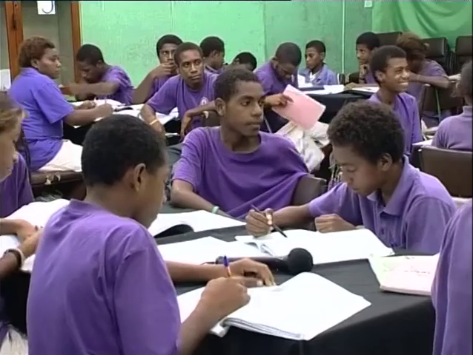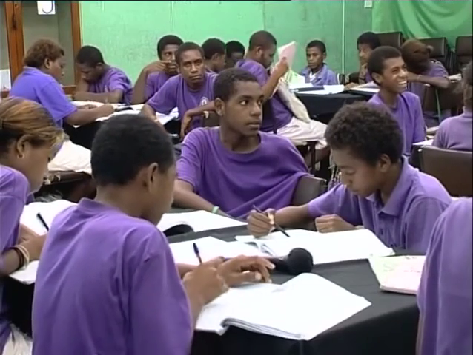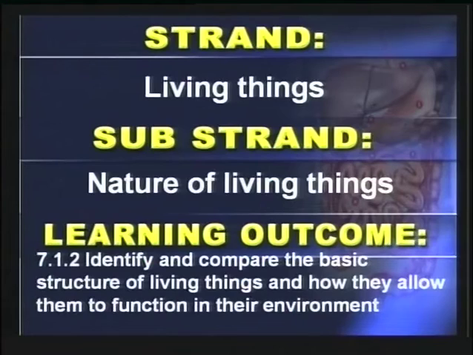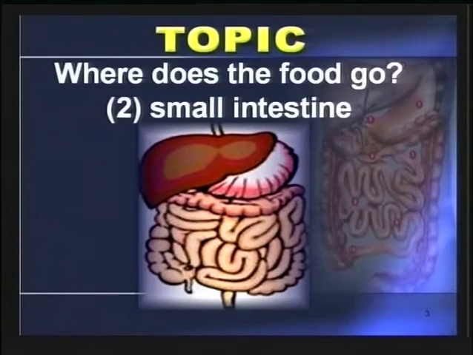All right, receiving teachers, we are still on the same strand, living things, sub-strand, nature of living things, and our learning outcome is 7.1.2. And our topic for today's lesson is where does the food go? Lesson number 2, or part 2, and we will look at the small intestine. Now we are going to look at the small intestine.